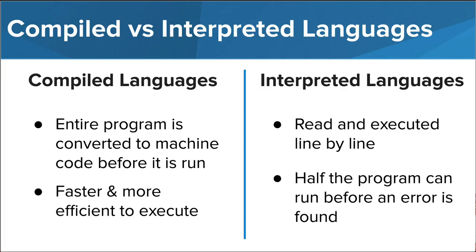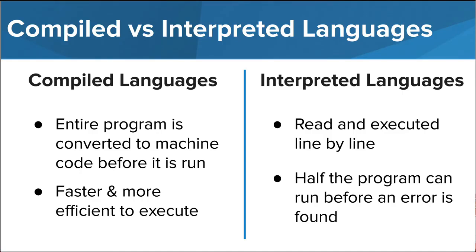One pro of a compiled program is that after being compiled, any time the program is run in the future, it uses this already translated version, which allows programs to be faster and more efficient to execute than interpreted languages. For interpreted languages, because they are executed line by line, some lines of code can be run before an error is found.